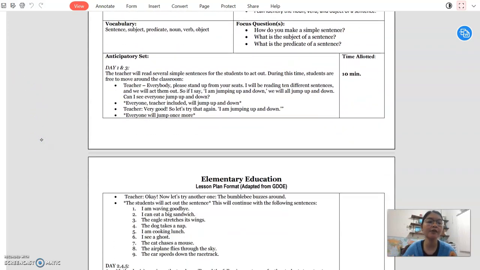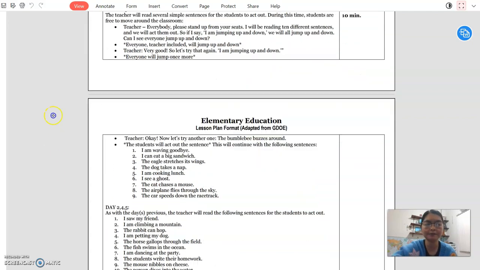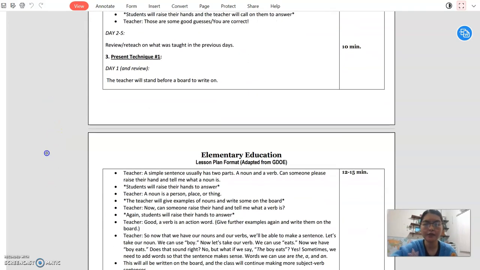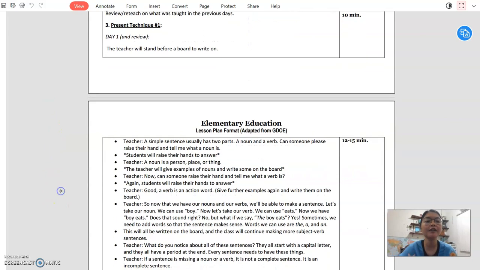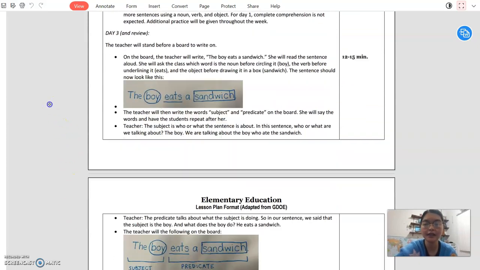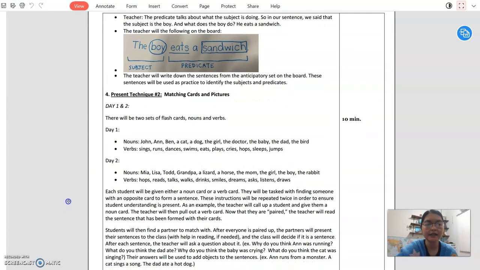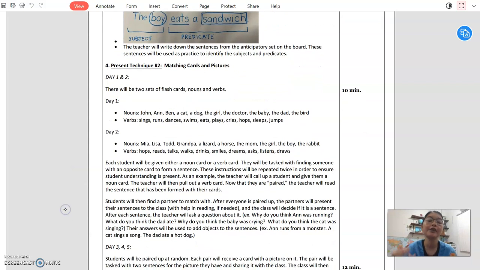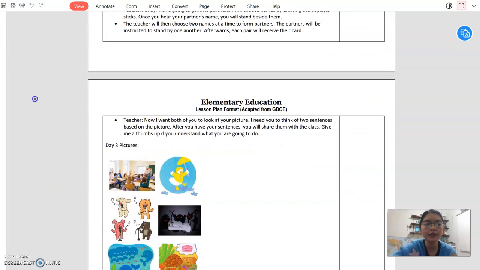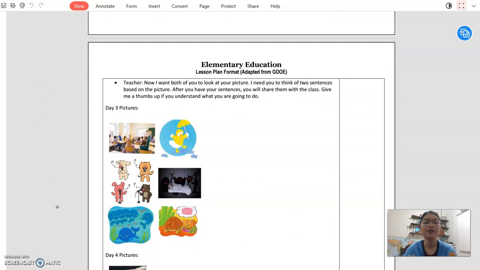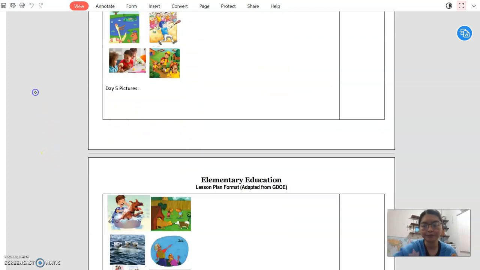Okay, so for the anticipatory set, of course, it is a way to reach for the students' initial interest. And here, students act out 10 different simple sentences, and this keeps them engaged with the use of their bodily kinesthetic intelligence. The main present techniques are primarily just teaching students what complete sentences are through examples, as you can see here. The other present techniques activate students' visual spatial intelligence through matching picture cards over here. And they do this with partners to strengthen their interpersonal skills.